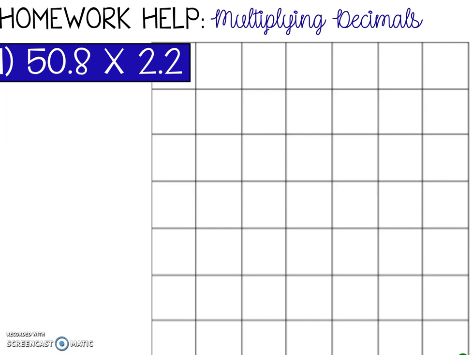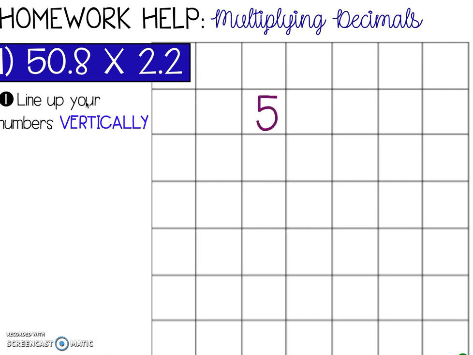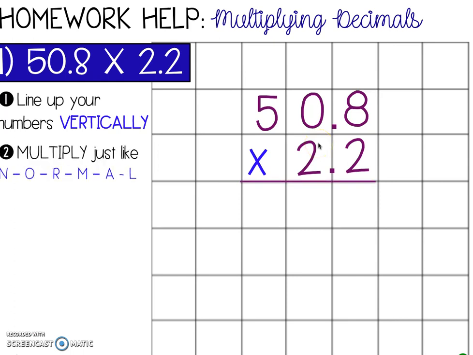Okay, so we have 50.8 times 2.2. The first thing we need to do is line those numbers up vertically. Now we talked in class about how we're going to figure out where to put the decimal at the end, so we do not have to line up the decimal points. We're just going to stack them on top of each other. So we put 50.8 times 2.2. Then all we have to do is multiply just like normal. We're just going to pretend those decimal points aren't even there.